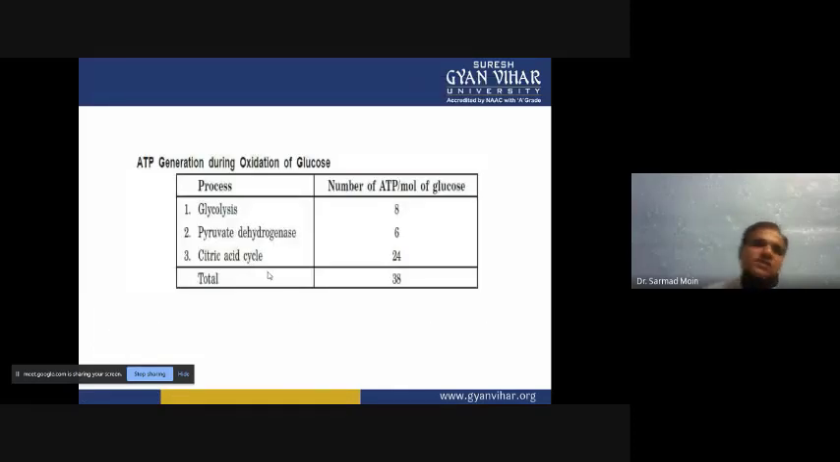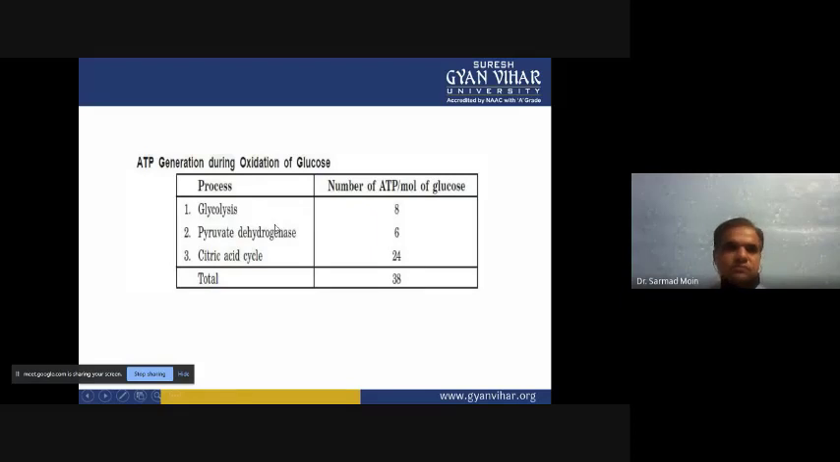Now, if you see the overall net ATP production, in glycolysis we have 8 molecules of ATP production from 1 molecule of glucose. Then in pyruvate dehydrogenase we have 6 molecules of ATP. Then the citric acid cycle 24 molecules. So a net 38 ATP molecules will be produced from 1 molecule of glucose.